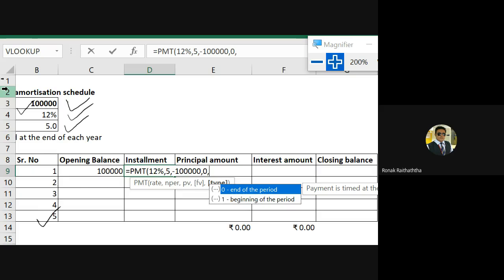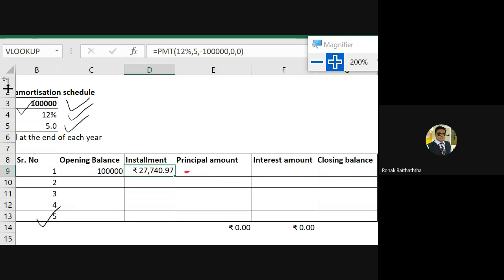So at the end of the period, we pay this. So I'm putting 0 over there, closing the bracket. And this is how the formula looks. Pressing enter. And we people are aware of Excel. We know how to use this now. So we'll not be making the mistake of doing the formula again and again.